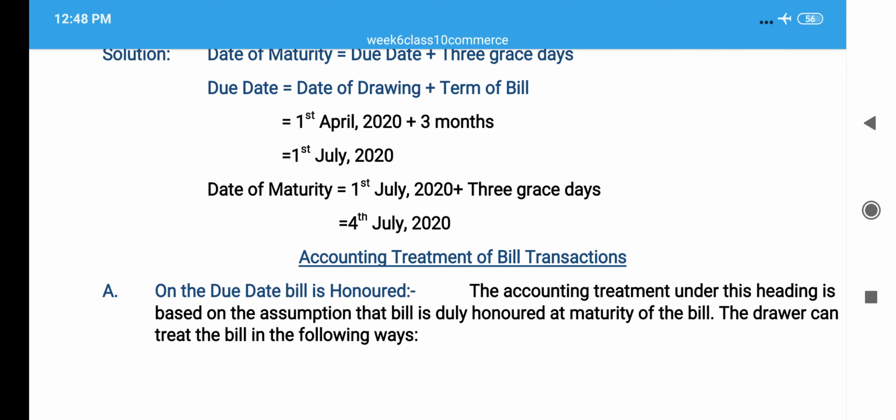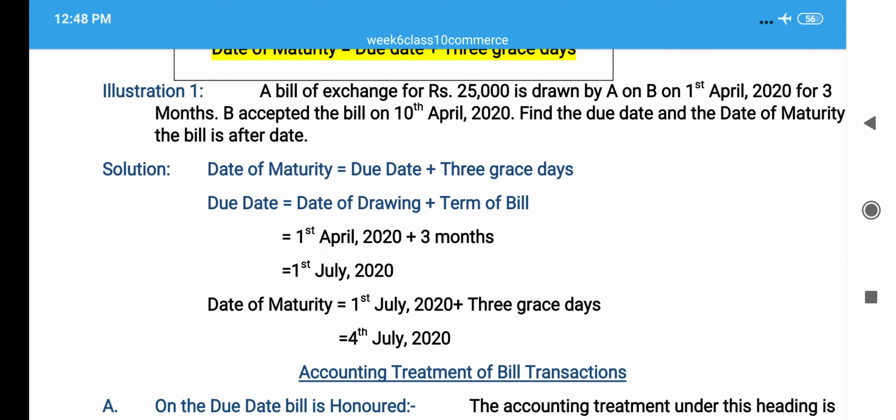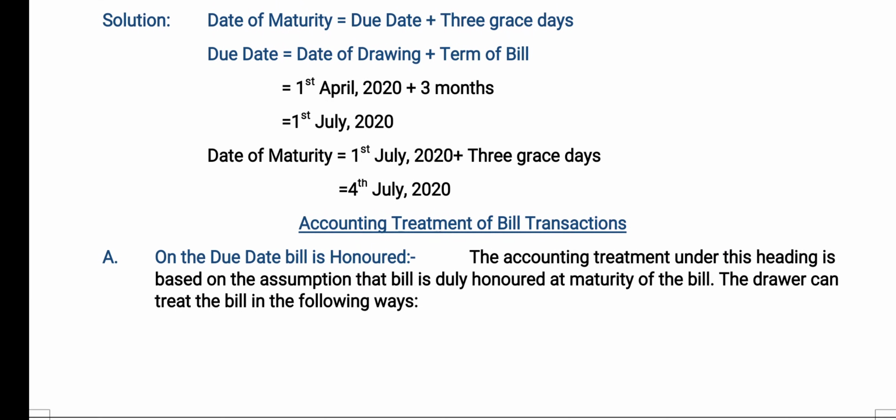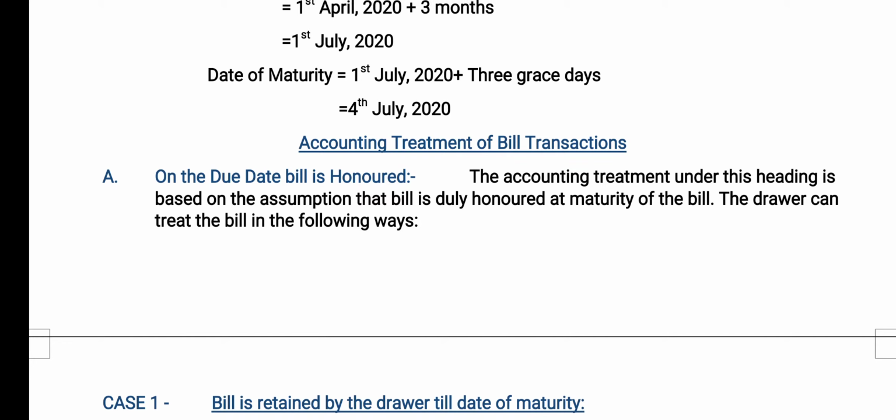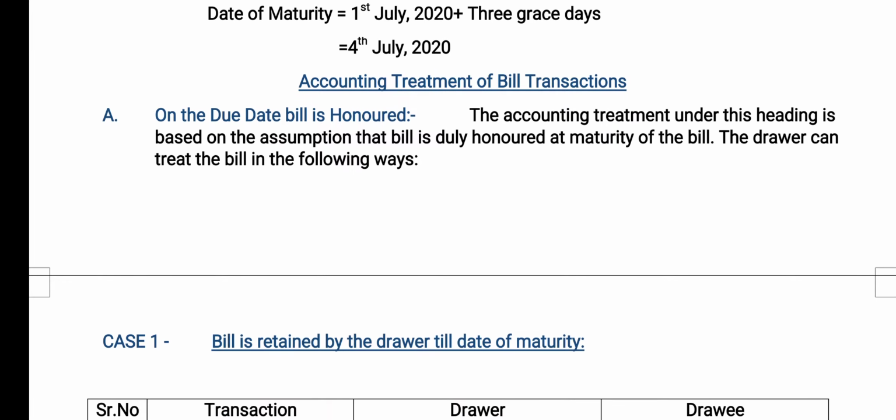So this is the formula to just calculate the date of maturity. Now we will move towards the accounting treatment of bills of exchange. If your bill becomes due on the maturity date or on the due date, the bill is honored, meaning the drawee pays you the bill on the date which he promised.